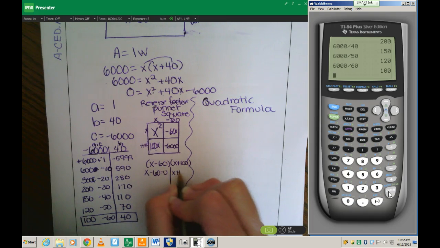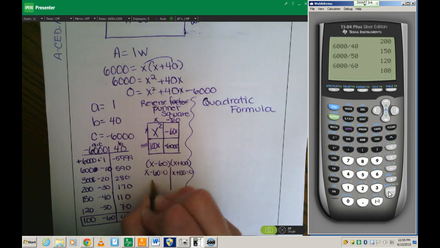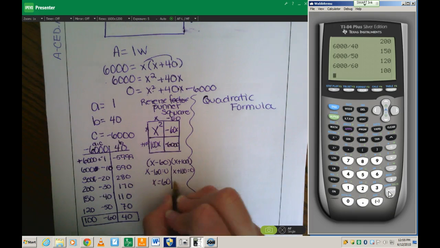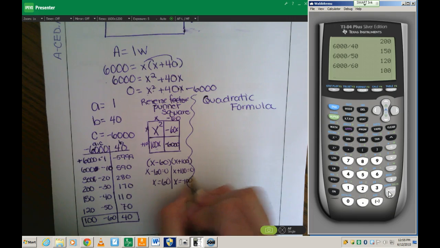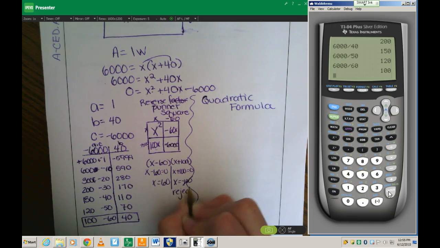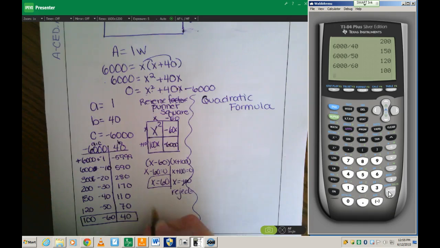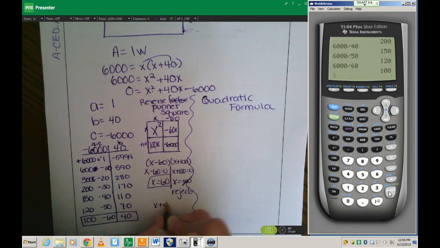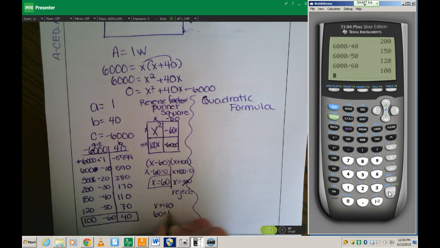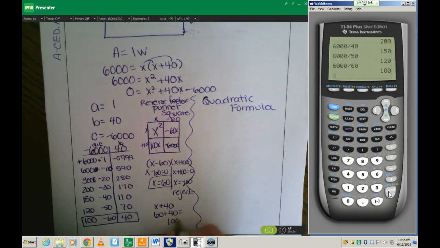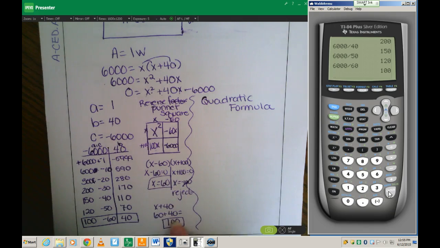Now I have to simplify. Add 60 to both sides, subtract 100 from both sides. This one I'm going to reject, so my answer is 60. Now it wants the dimensions, so now I have to do x plus 40. 60 plus 40 equals 100. So there we go, 60 and 100.